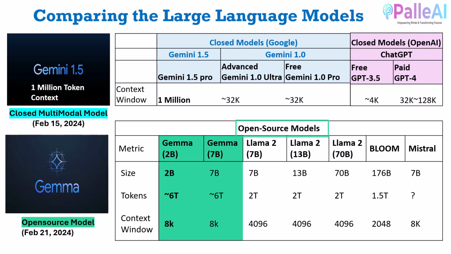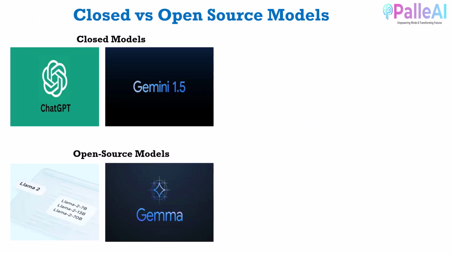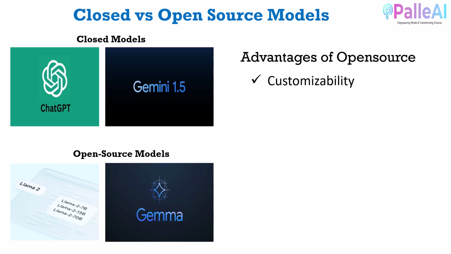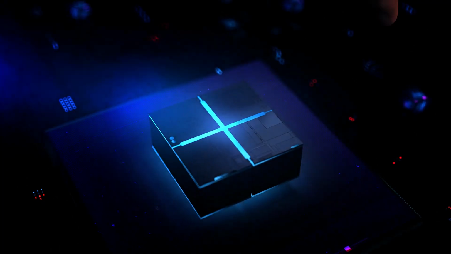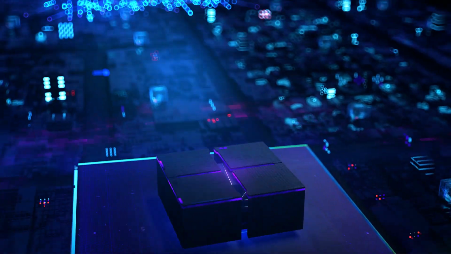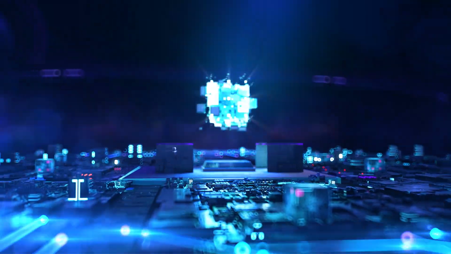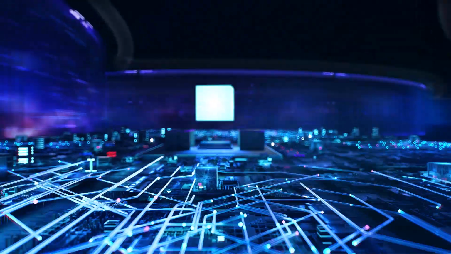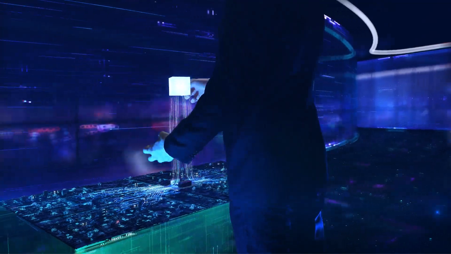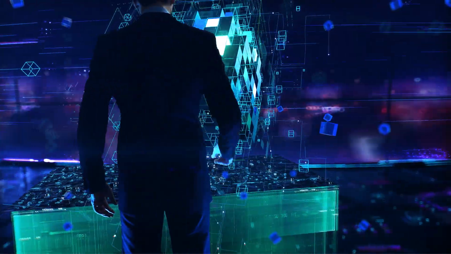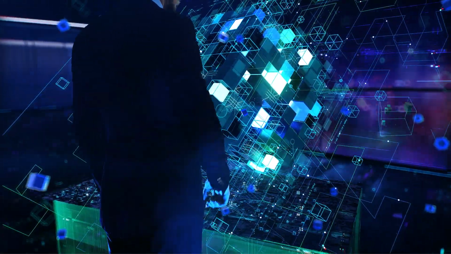And, okay, if you're wondering what is the big deal about open source versus closed, let's take a look. Compared to closed models like ChatGPT or Gemini 1.5, open source models like Llama 2 or Gemma have huge advantages. So what are they? The most important one is customizability. An open source model can be modified to suit the specific needs of the end user. We can fine tune the entire model on our dataset, or maybe freeze some layers and selectively fine tune only those layers, basically altering the architecture. So the sky's the limit here, guys.